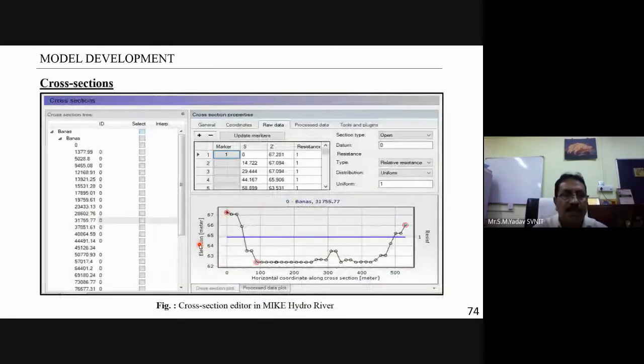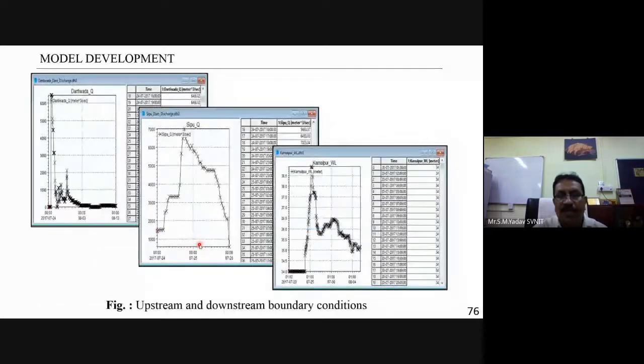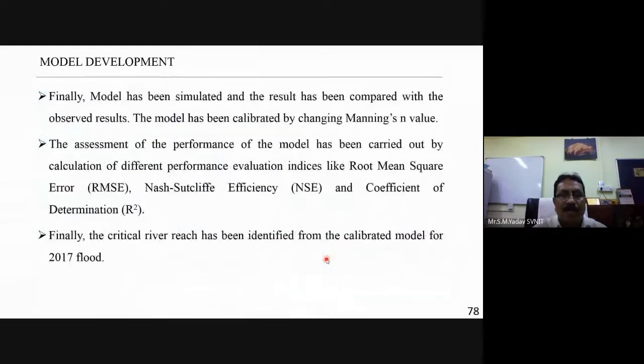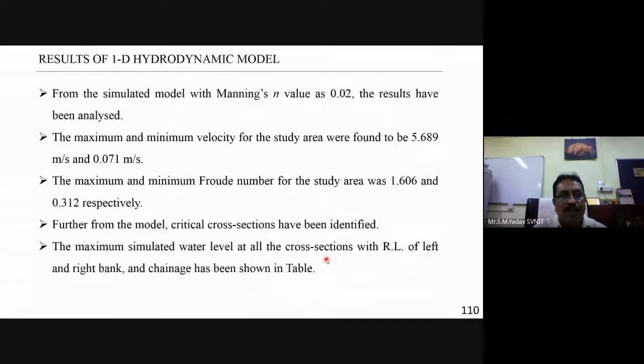So again the cross section is shown. The boundary conditions are given for model development, upstream and downstream boundary conditions. For Dantiwada Dam, this is the hydrograph. This is again the Sipu Dam hydrograph. For the downstream side, water level at Kamalpur gauging station was given, and the model has been developed using the Mike software. The value of Manning's n, depending upon the riverbed condition, was taken as 0.02. The velocities in our model were around 5.68 meter per second maximum and 0.07 meter per second minimum. The maximum and minimum Froude numbers observed are 1.6 and 0.312.